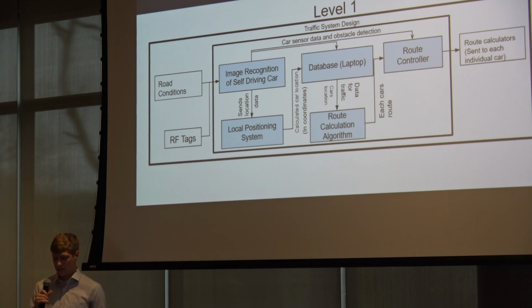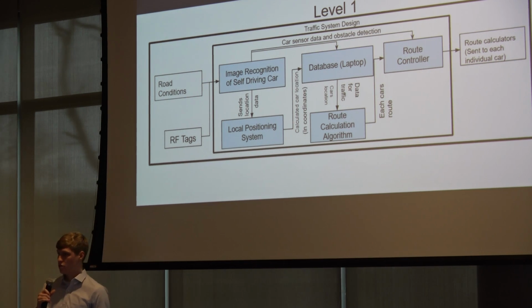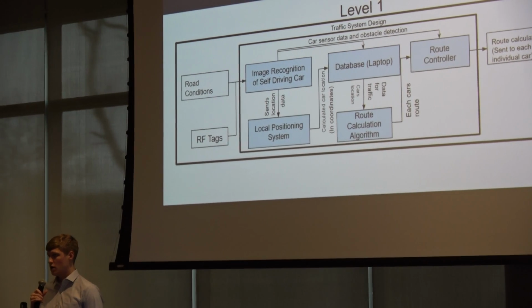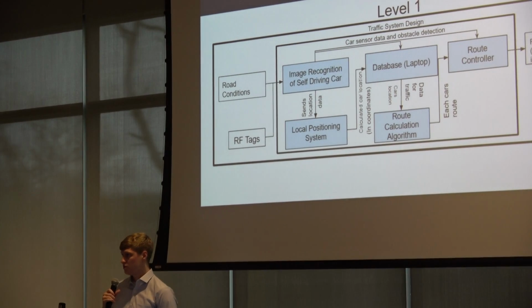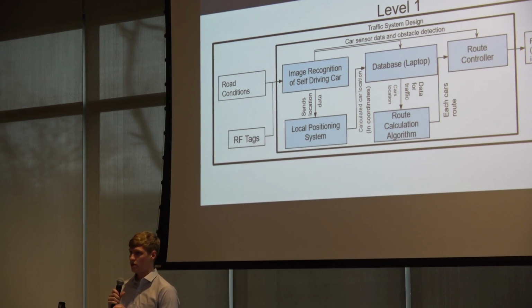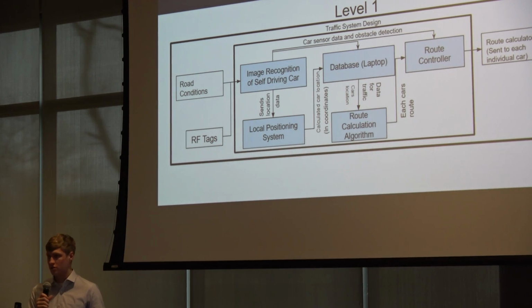Our database then sends the data for our traffic and our car locations to our route calculation algorithm, which then calculates all the routes of each of the individual cars, taking into account minimizing the interactions between these vehicles. And then this is all sent to our route controller, which is an Arduino controlling each of the RC controllers that will send the signals to all of the cars individually.